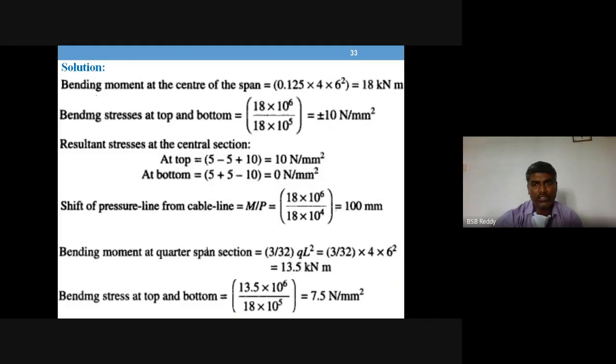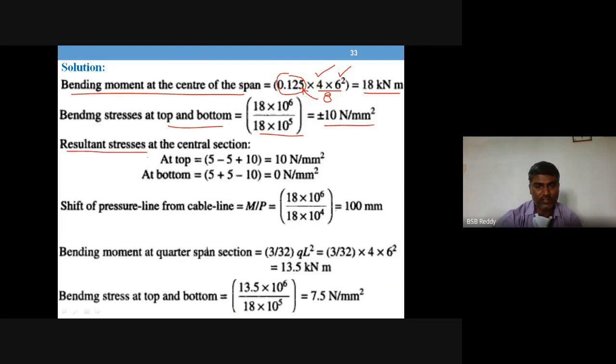Now coming to the stresses from loads. So bending moment at center is WL square by 8. So W is 4, L is 6, L square divided by 8, written in terms of fraction. So WL square by 8 is this number. Okay, so it comes again 18 kilonewton meter as bending moment. So going for bending stresses, M by Z. Okay, so that is 10 Newton per mm square.